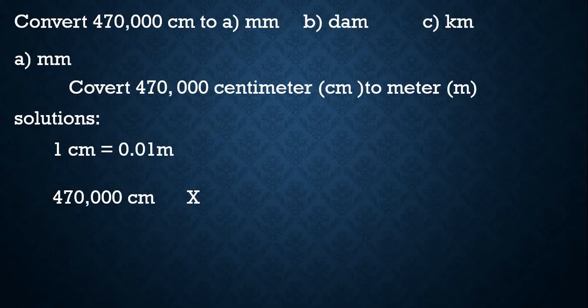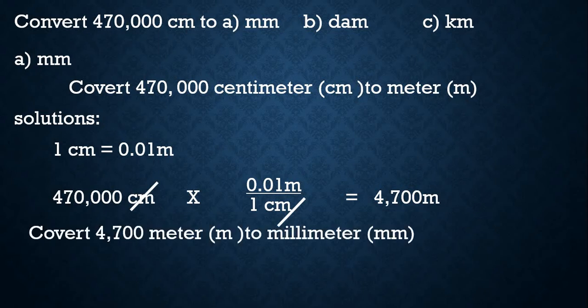Remember that our denominator is the unit we want to cancel. So that is why our numerator is 0.01 meter and our denominator is 1 centimeter. Let us cancel the centimeter. So the unit left is m, which is meter. Now, we can multiply: 470,000 multiplied by 0.01 is 4,700 meters.